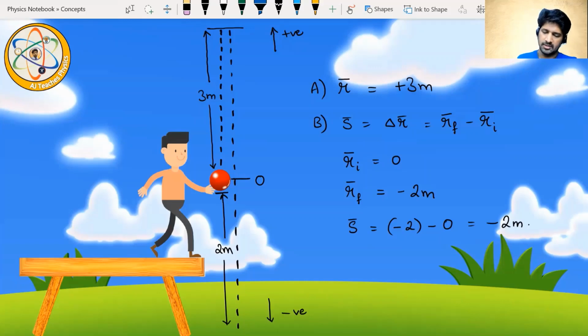So the total displacement can even be visualized with an arrow like this. It is from here to here. That is a displacement of 2 meters in the vertically downward direction, in the negative direction. That is why we got the displacement as minus 2 meters.